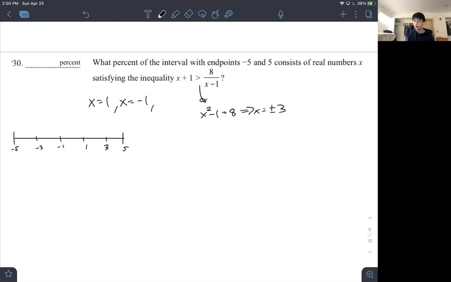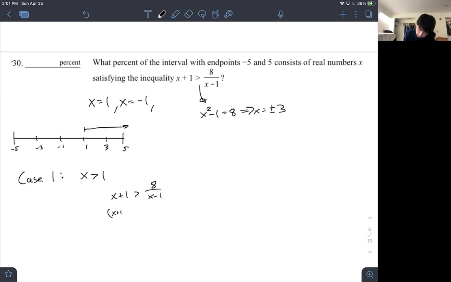So now we separate it into some cases. Case 1: what if x is greater than 1? If x is greater than 1, that means that x plus 1 is positive, we already know this. And since x is greater than 1, that means that x minus 1 is positive, which means that it is in fact legal for us to multiply by x minus 1.